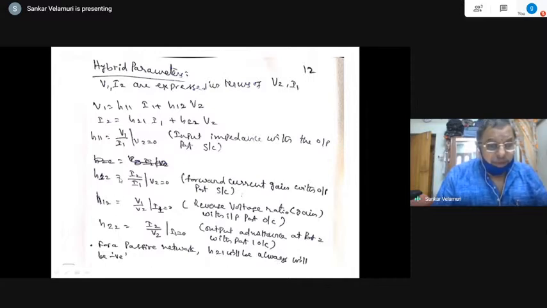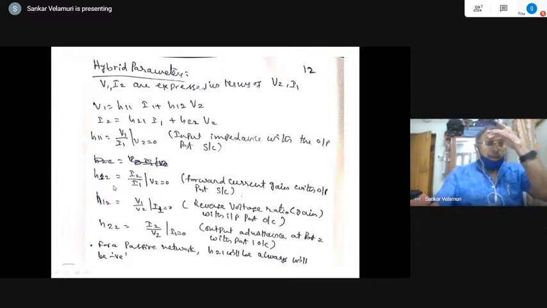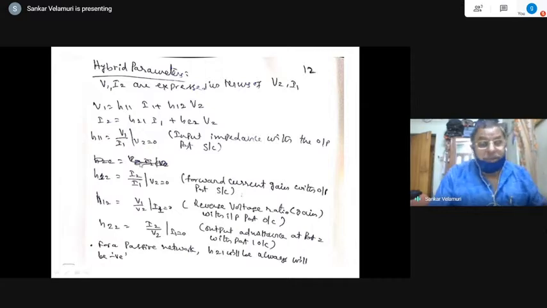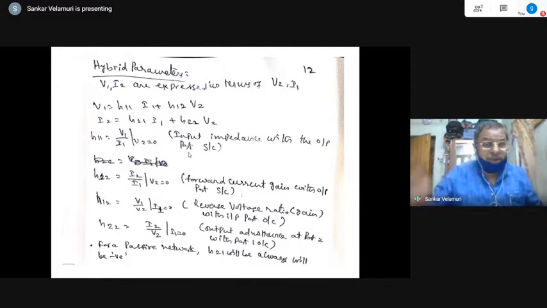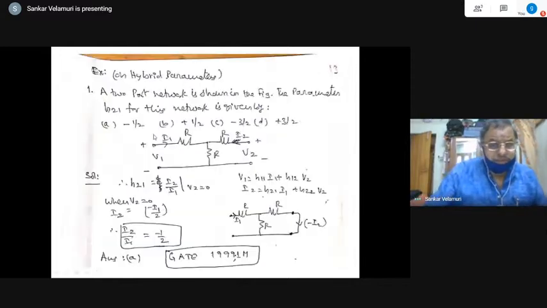In this, H21 must be negative, H12 is positive, H12 is equal to minus of H21, and if such conditions are satisfied, then it is a reciprocal network. That is a property of the two-port network with respect to the hybrid parameters, with the convention that port 1 and port 2 are at higher potential, and port 1 and port 2 currents into the port are taken as positive. That is a convention, and there is the inference.